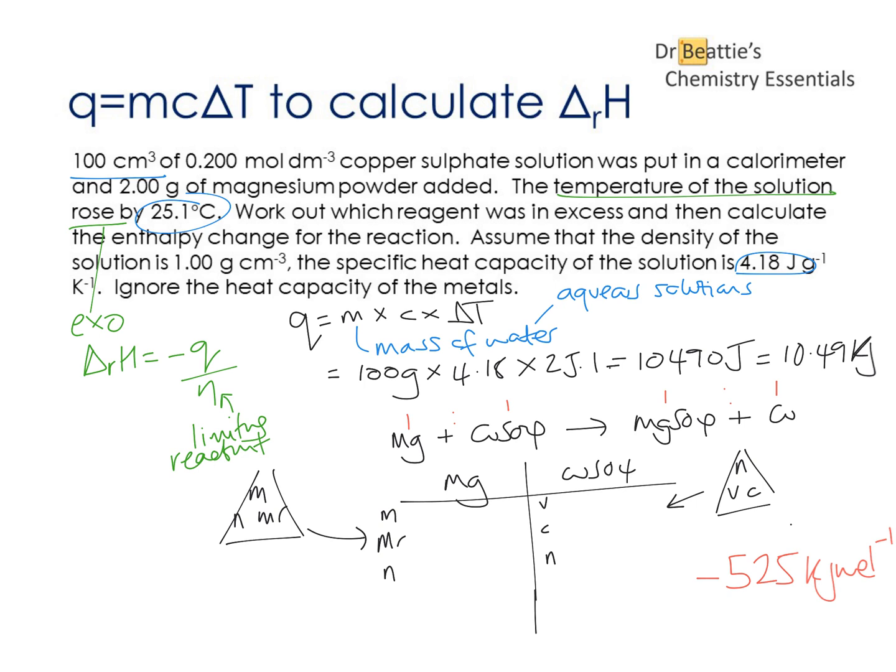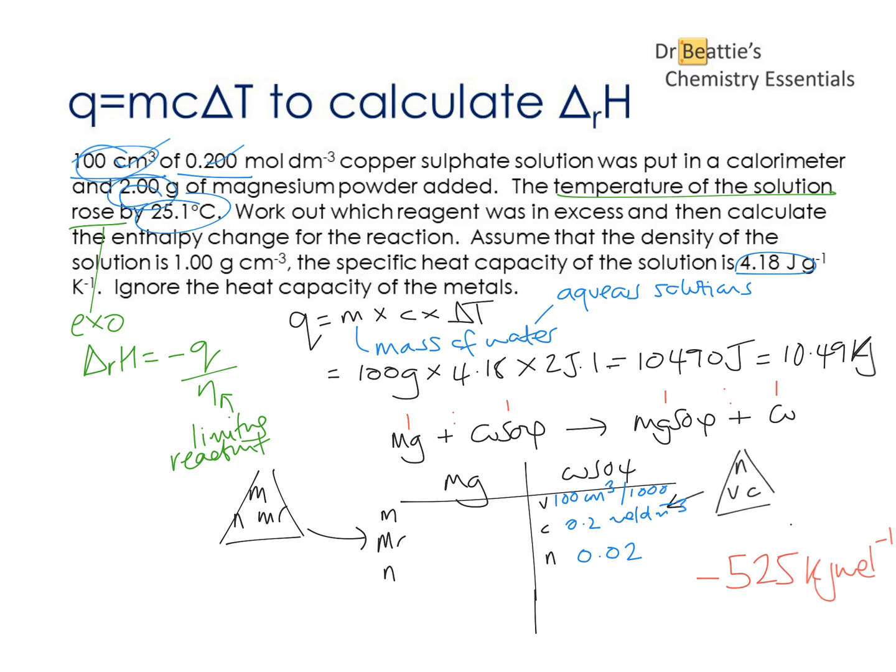So now all I need to do is extract the information from the question. I've got 100 centimetres cubed here of copper sulfate. Let's get that into decimetres cubed, so we divide by 1,000. Our concentration here is 0.2. And so we can tick these 2 pieces of information off. The reason I had to divide centimetres cubed by 1,000 was to get into decimetres cubed, so it matched the units of the concentration. That then gives us the number of moles of copper sulfate as 0.02.